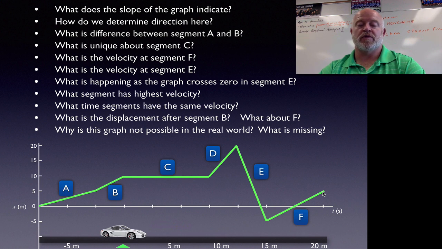So our displacement here is 5 meters after F, okay? Yes, the car moved a lot more than that. This distance is more, but the displacement is just 5 meters, all right? Why is a graph not possible? Okay, so if you take a look, think about that for a second. Why is a graph not possible? Or what is missing?